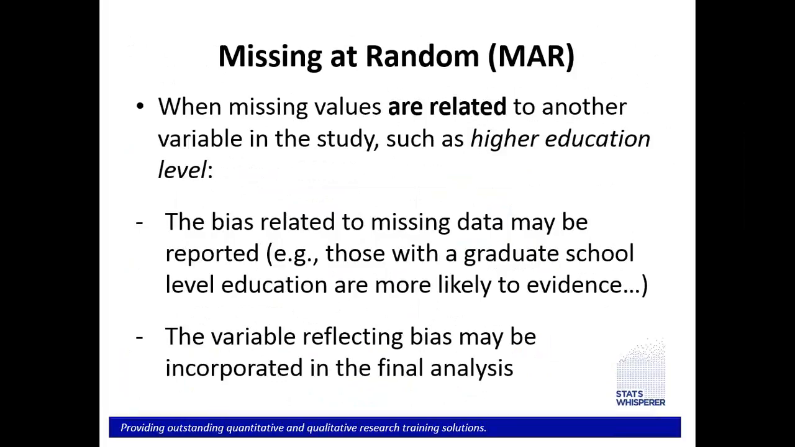So when missing values are related to another variable in the study, such as a higher education, the bias related to it should be reported. In the methods, we should say something like, those with a graduate school level education are more likely to evidence missing data values and may be underrepresented in the study, something to that effect. We may also choose to include the variable reflecting bias, like education, in the final analysis, or do a regression model, or take some measure to incorporate that bias in our analysis.